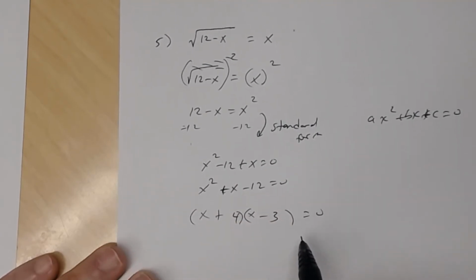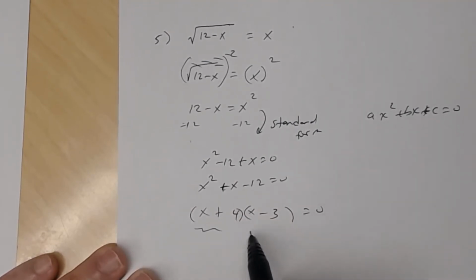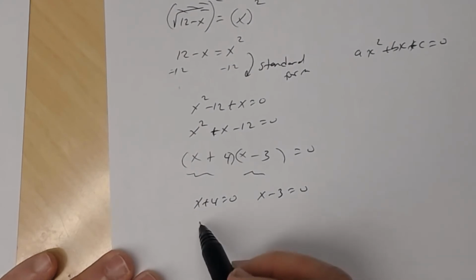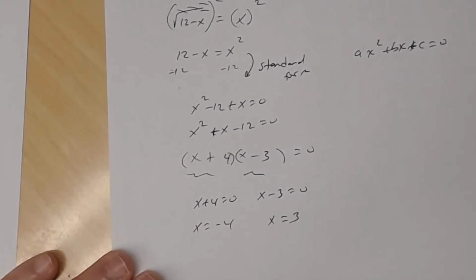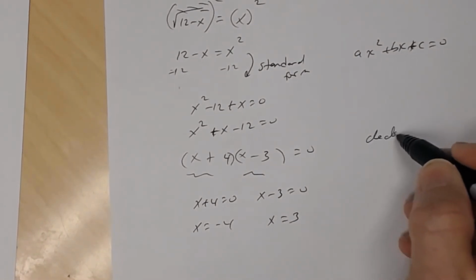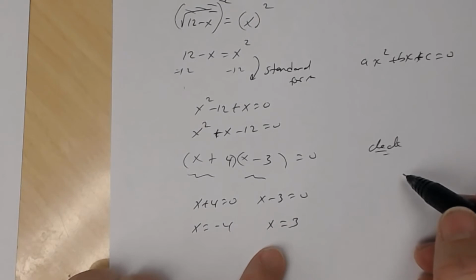Then we're going to use the zero factor property, so you set each of these equal to 0. You get x plus 4 equals 0, x minus 3 equals 0. When you solve for x, you get x to be negative 4 and x to be 3. Now this time you have two solutions, so let's check them. Let's check 3 first.